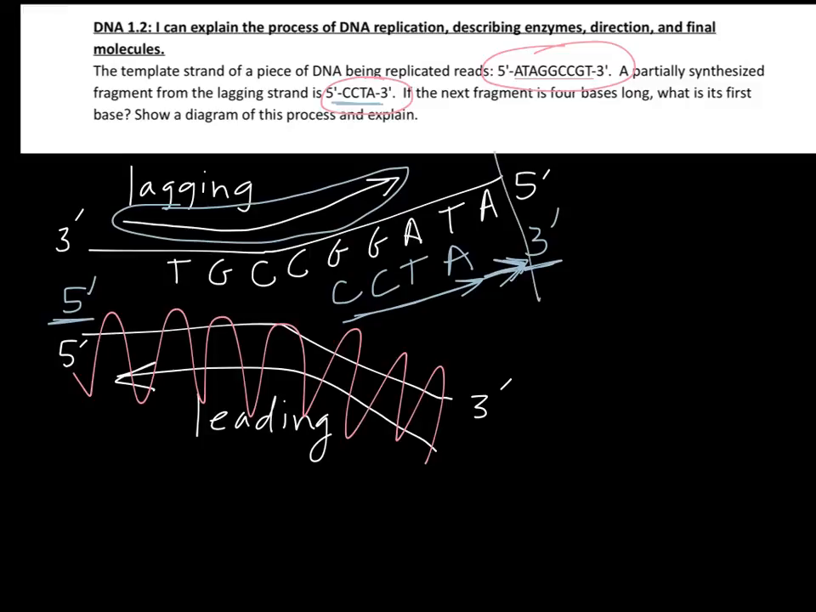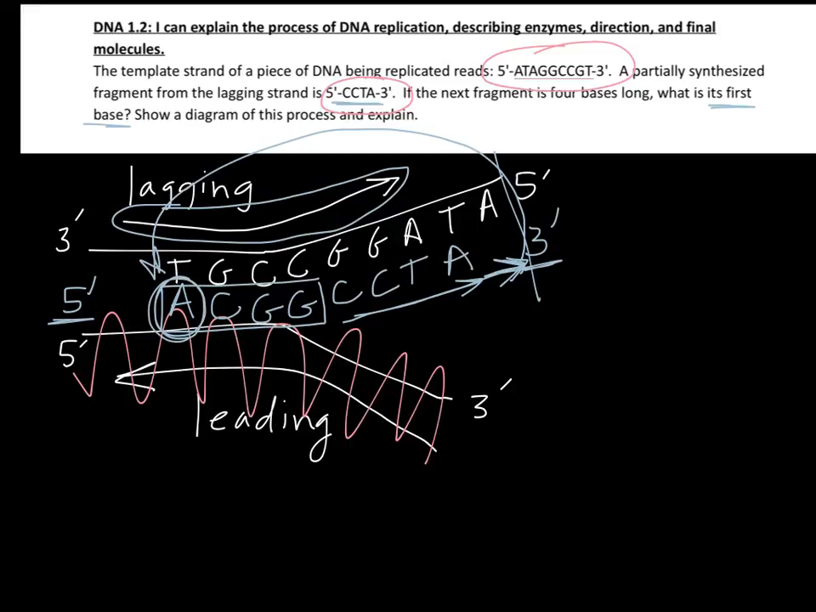So now it's at the end of this strand. Because it's the lagging strand, it has to back all the way up and come right here and start to do the next 4 bases, which are going to be A, C, G, G. So the next 4 base fragment is A, C, G, G. What is the first base is what the question is. The first base is going to be right here. First base is A.